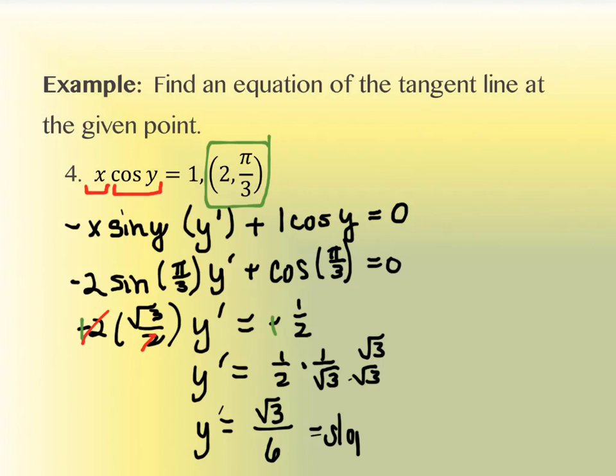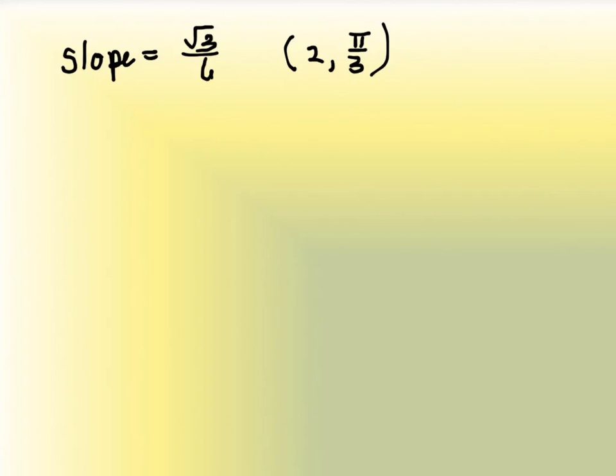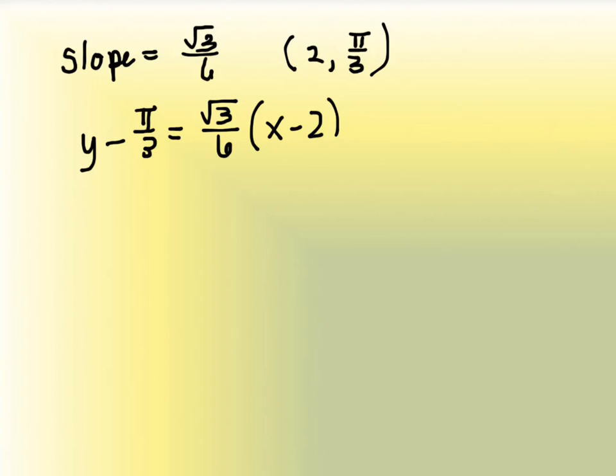That's my slope. All right, so my equation for my line, I do have more space actually, so I'll just go over here. So I've got my slope, which is square root of 3 over 6. I've got my ordered pair, which is 2 and pi thirds. So I can actually write the equation of my line now. So I've got y minus the y value, which is pi thirds, equals my slope, square root of 3 over 6, times x minus the x value, which is 2.